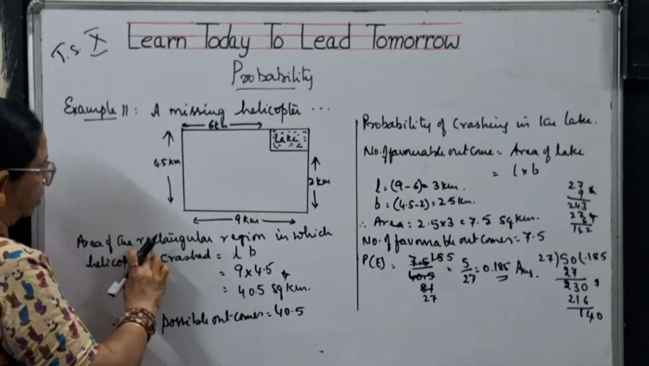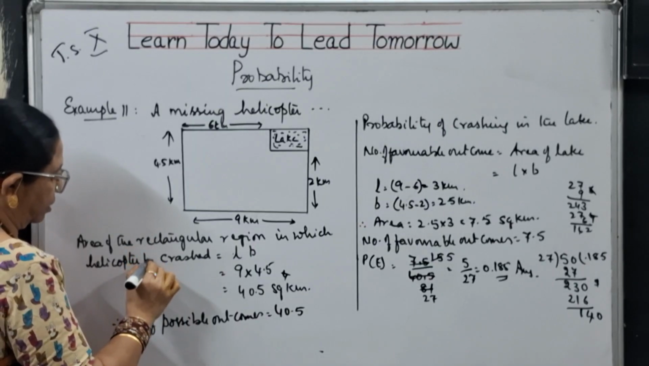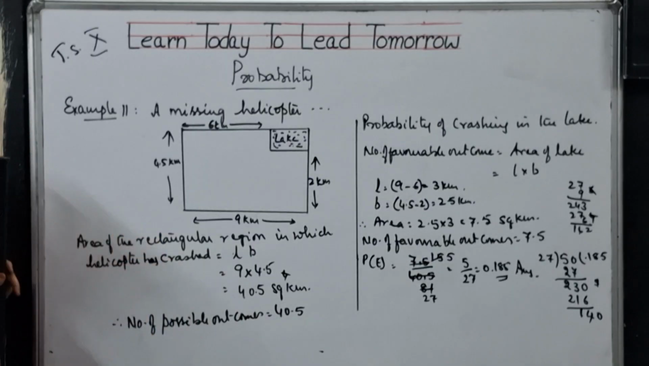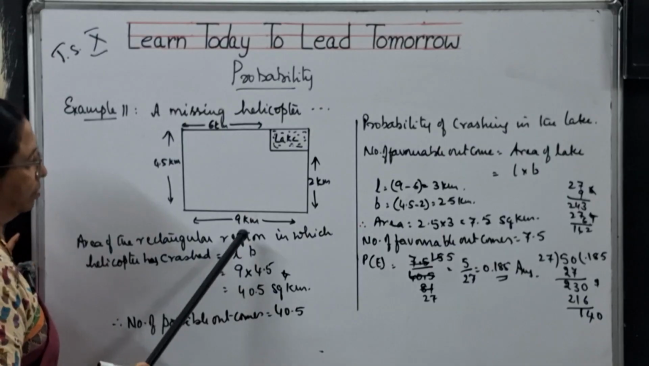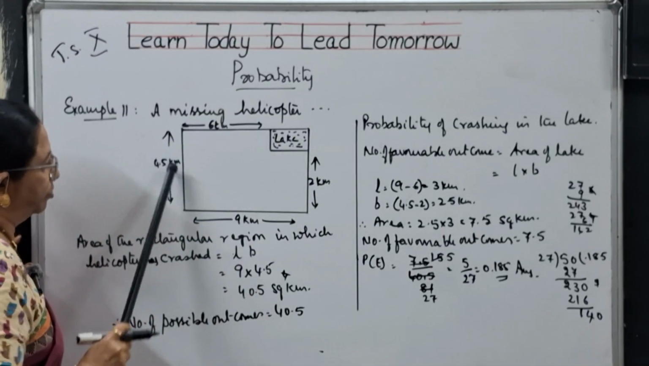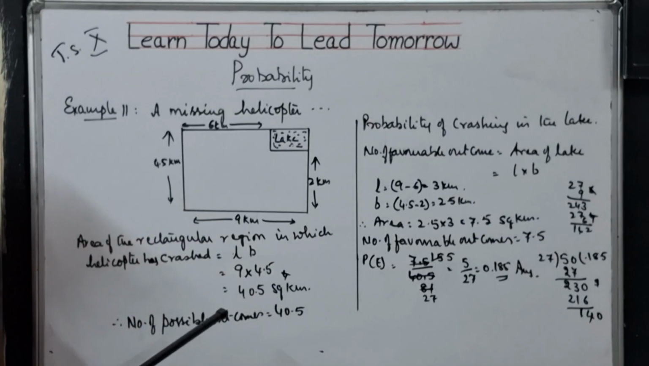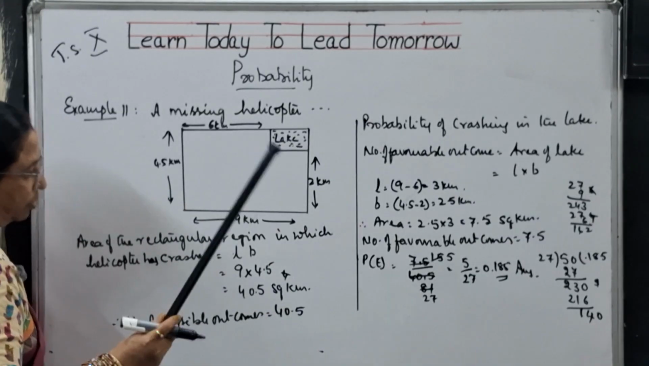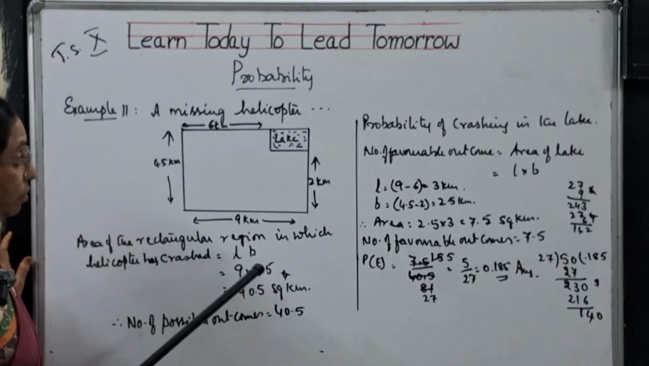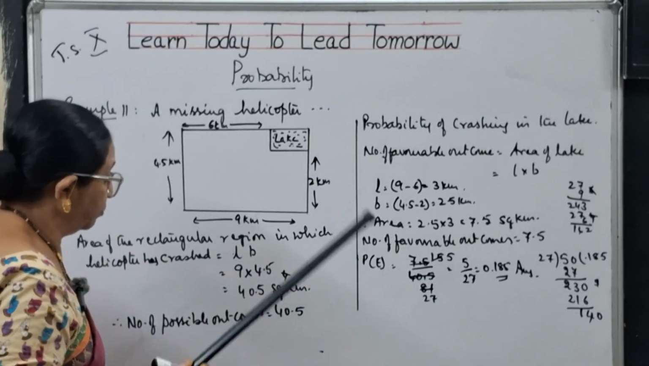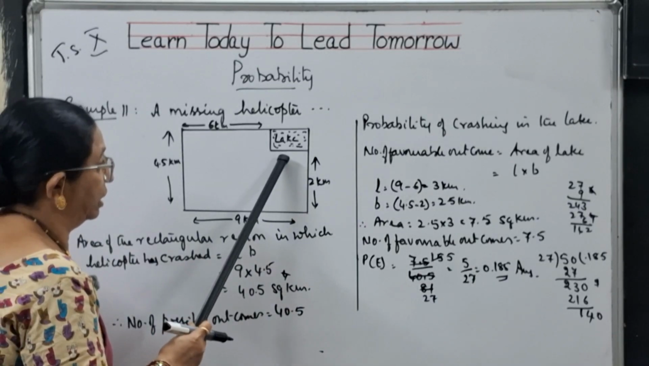The area of the rectangular region in which the helicopter has crashed is nothing but L into B, that is length is 9 kilometers into breadth is 4.5 kilometers, 40.5 square kilometers. So what is this 40.5? It is the number of possible outcomes. Favorable outcomes is the area of a lake.